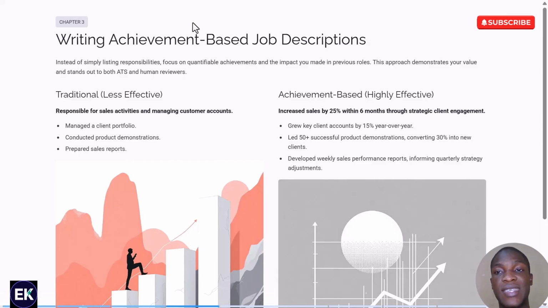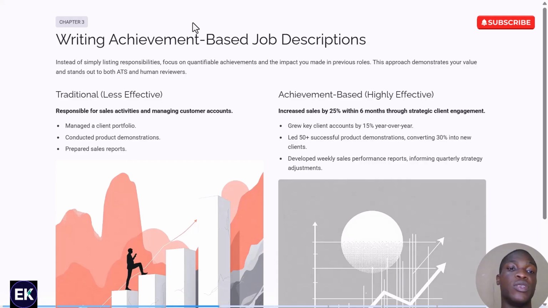This approach demonstrates a kind of negligence to me if you have been writing this. Rather, why don't you make it achievement-based, which is highly effective. So instead of saying responsible for sales activity and managing customer accounts, you can say increased sales by 25% within 6 months through strategic client engagement. Definitely, this has a lot going on. Number one, it has increased, which is an action verb. Number two, it has a metric, which is 25%. It is achievement-based. It has a duration, within 6 months.